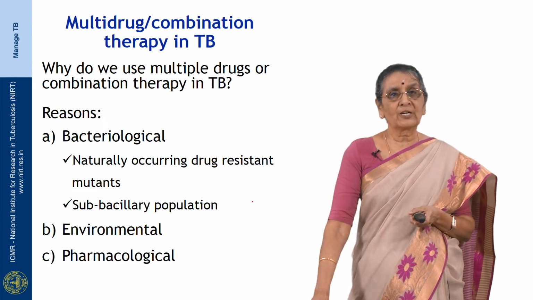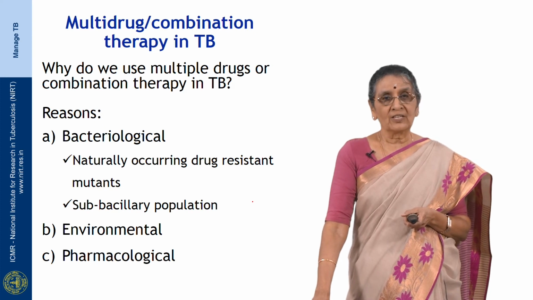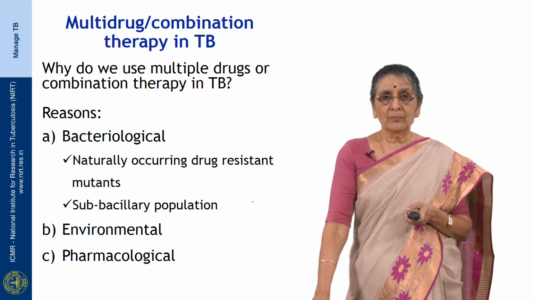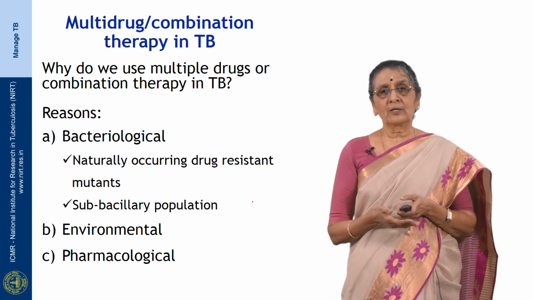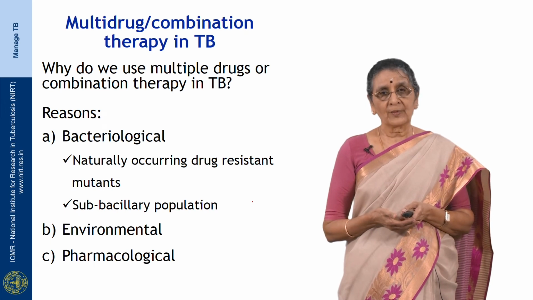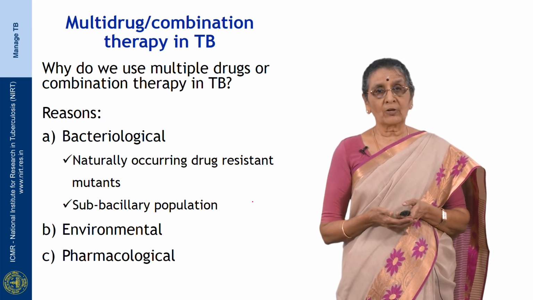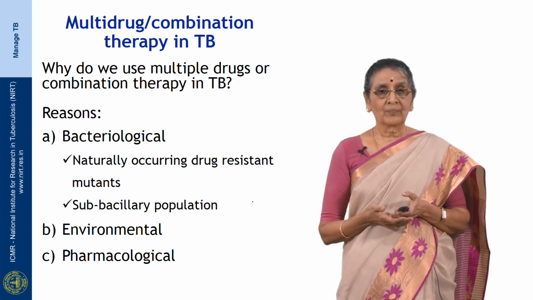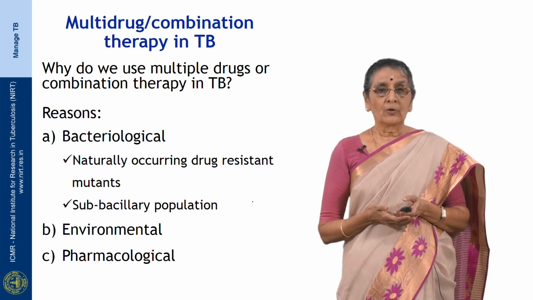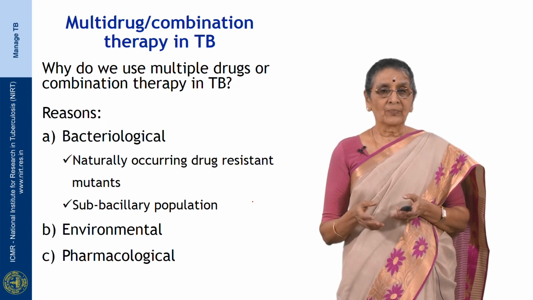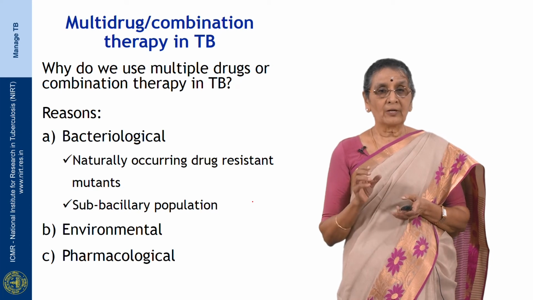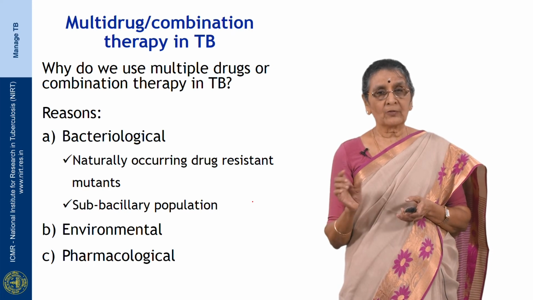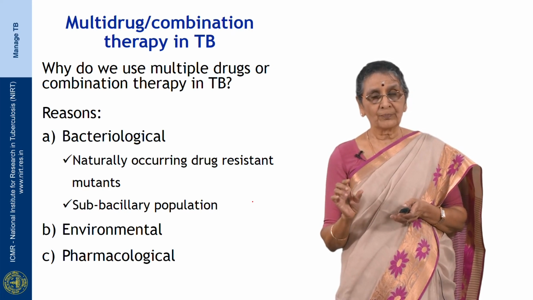Now, why do we give multiple drugs or a combination of drugs in tuberculosis? There are a number of reasons ranging from bacteriological reasons, environmental reasons and pharmacological reasons. The most important is bacteriological, where you find naturally occurring drug resistant mutants that have to be attacked, and also the subgroup of populations, bacillary populations with different metabolic activity. We will see these two in later slides. These are very important in designing a regimen.